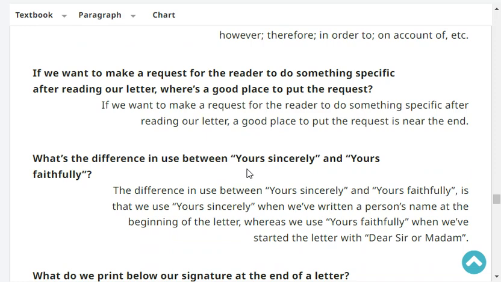If we want to make a request for the reader to do something specific after reading our letter, where's a good place to put the request? A good place to put the request is near the end. Right?